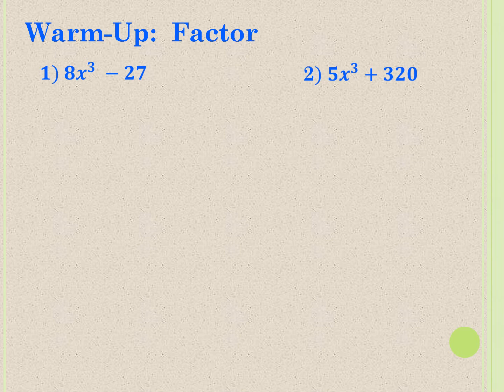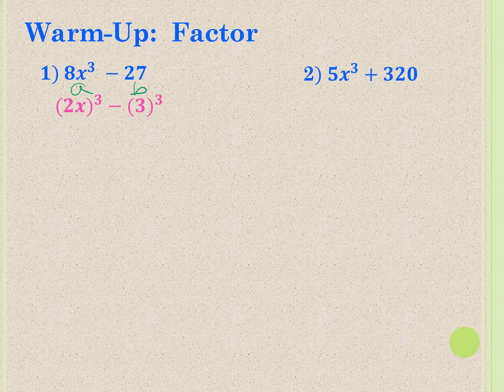So I have to ask myself, what cubed gives me 8x cubed? Well, 2 cubed gives me 8. X cubed gives me x cubed. Okay. And then what cubed gives me 27? 3. Okay, so that right there becomes our A and our B.